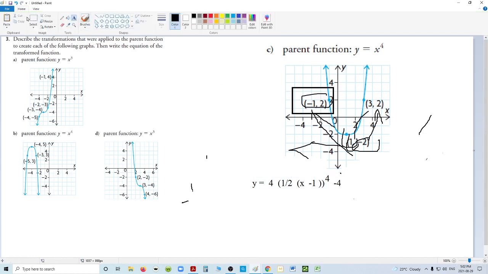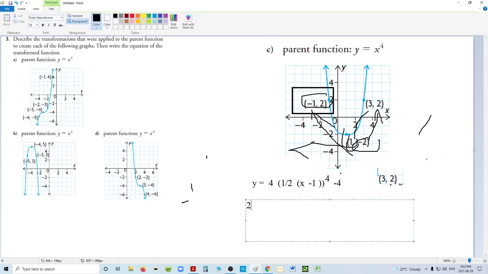So we take a couple of these numbers, 3 comma 2, and we put it in for x and y. So we're going to go 2 is equal to 4 times a half. What's the x value? 3. So 3 minus 1 is 2. 2, and then all of that's got to be multiplied to the power of 4. And then subtract 4. So when I do 1 half times 2 here, I get 1. 1 to the power of 4 is 1. 4 times 4 is 0. Oh, let's see. I'm not getting the right value here.